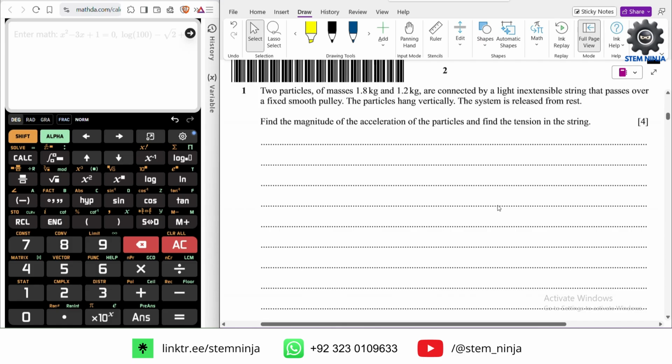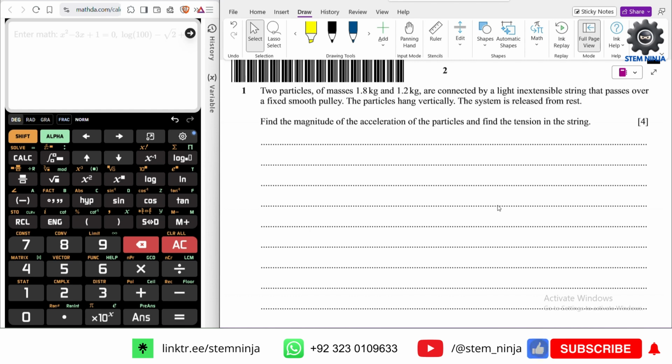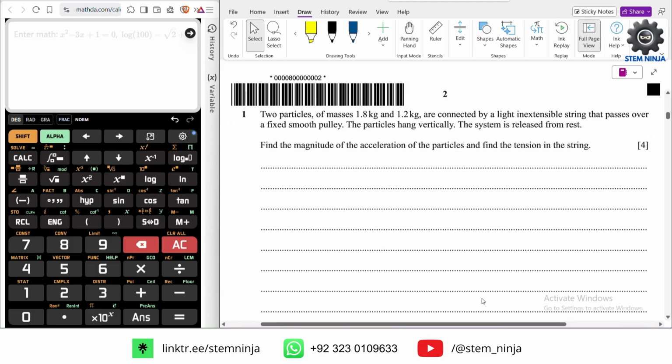Question number 1. Two particles of masses 1.8 kg and 1.2 kg are connected by a light inextensible string that passes over a fixed smooth pulley. The particles hang vertically. The system is released from rest. Find the magnitude of the acceleration of the particles and find the tension in the string. Right, okay.